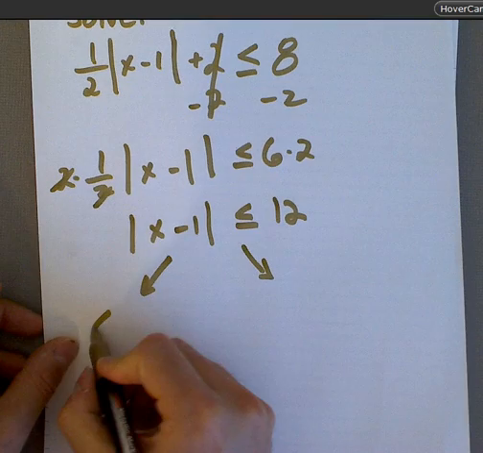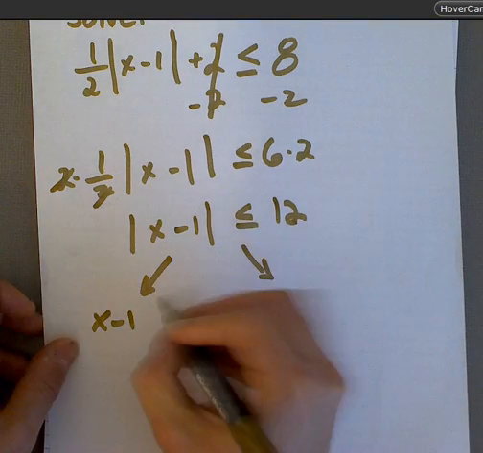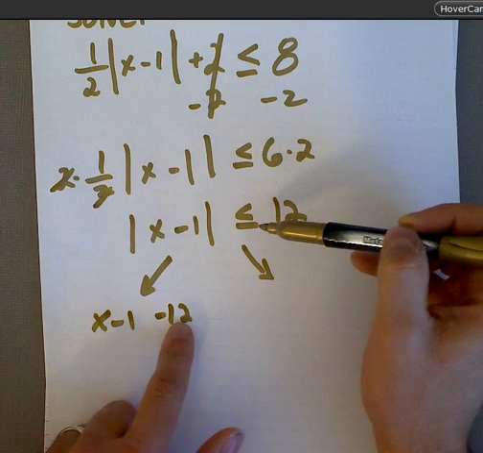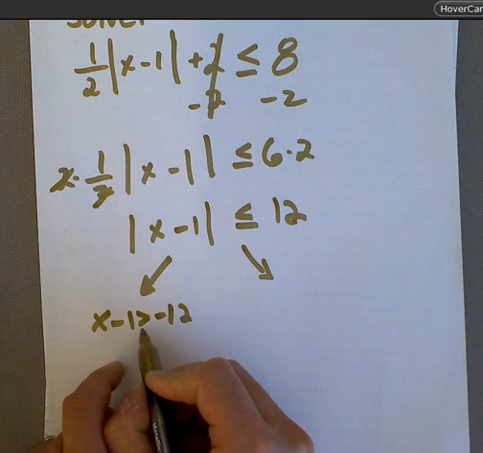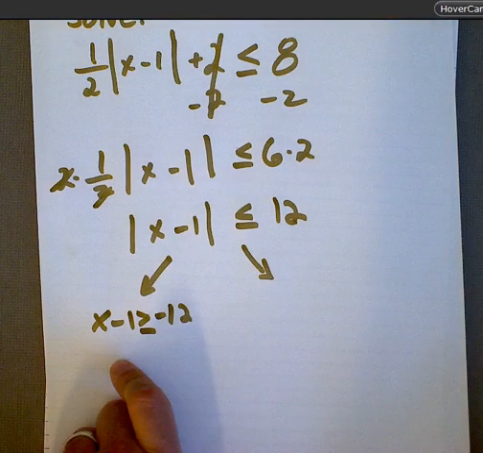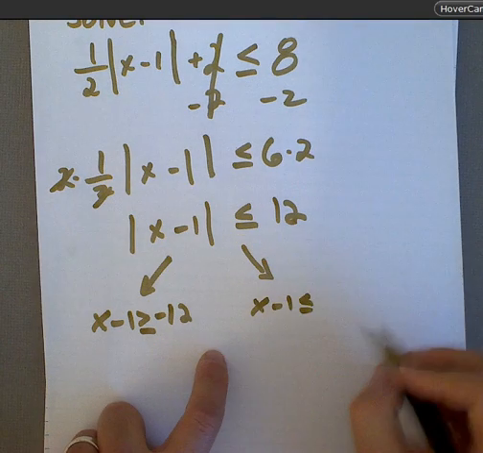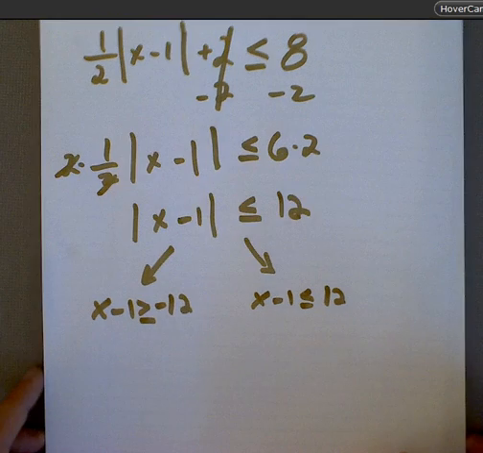The first part, we'll take x - 1 and we'll use the negative version of the 12. And then just remember, since we're taking the negative 12, we got to flip the inequality. So it's going to say greater than or equal to negative 12. And the other side is going to say x - 1 less than or equal to positive 12. So now let's solve both sides.